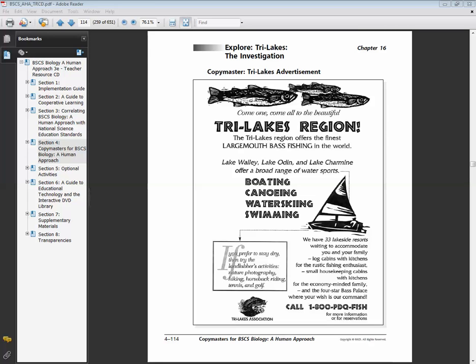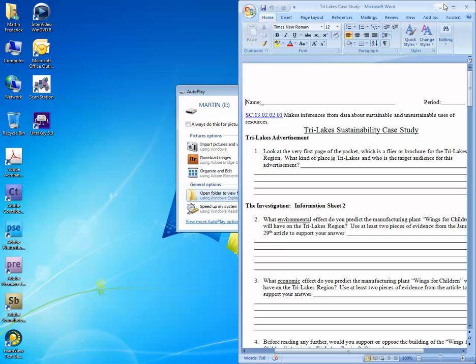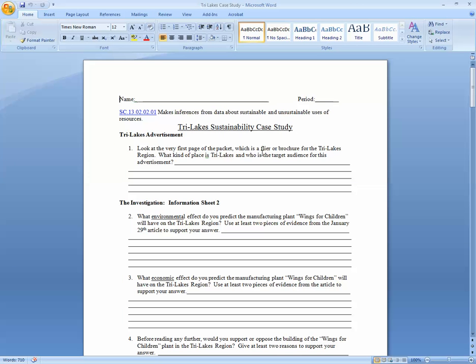You're going to have a handout that looks like this on the front, and it's going to have 4 or 5 pages of information that you're going to research. So you're going to have 2 packets. One is going to be a handout that looks like this. The other is going to be a handout that looks like this.